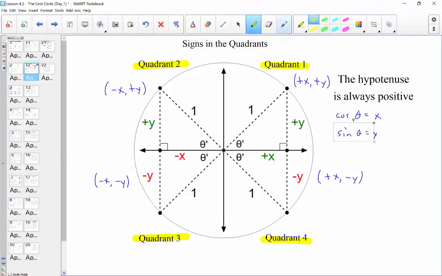Therefore, if we know where x is positive, we'll know where cosine is positive. So for example, x is positive in quadrants 1 and 4. So cosine is positive in quadrants 1 and 4. The x coordinates are negative in quadrants 2 and 3. So cosine is negative in quadrants 2 and 3.